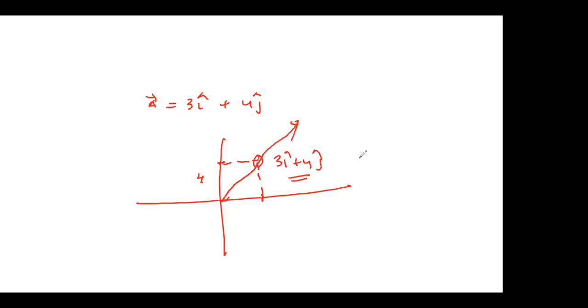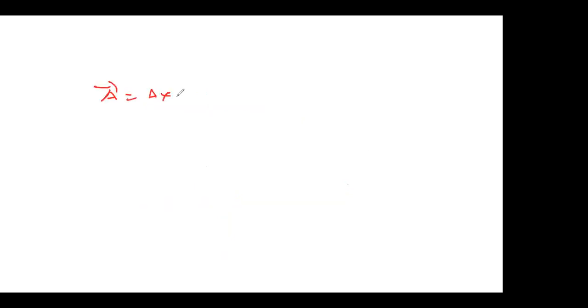See, in the last line you have written A bar equals A x i cap plus A y j cap. No, you have written only A x bar plus A y bar. So write one more line. Therefore, A bar equals A x i cap plus A y j cap.